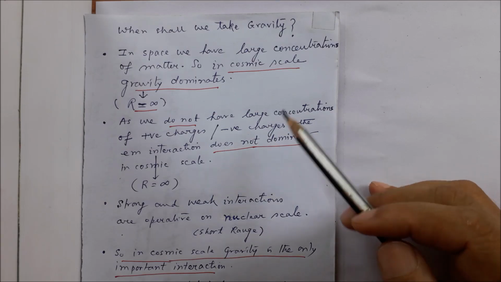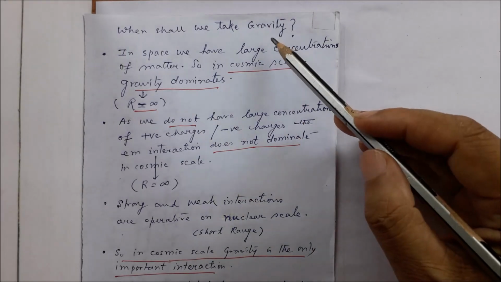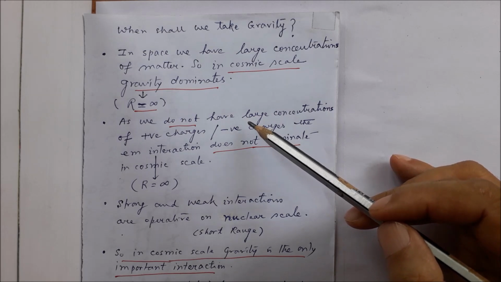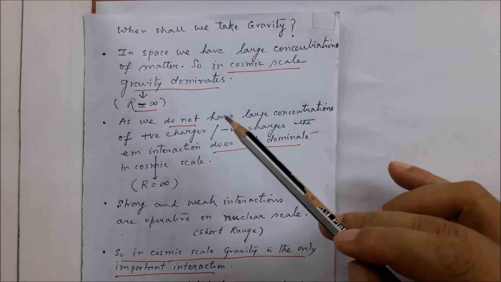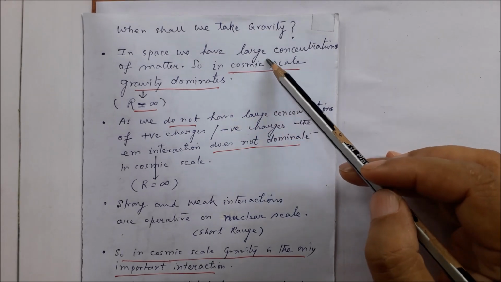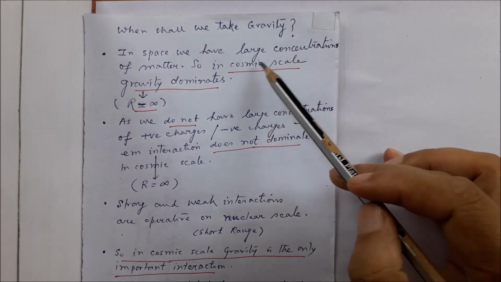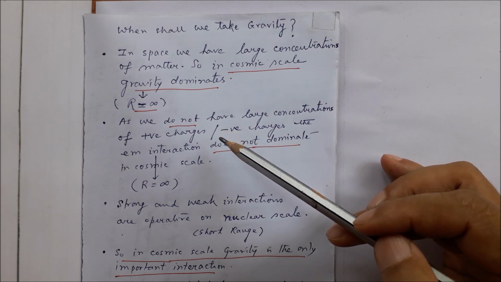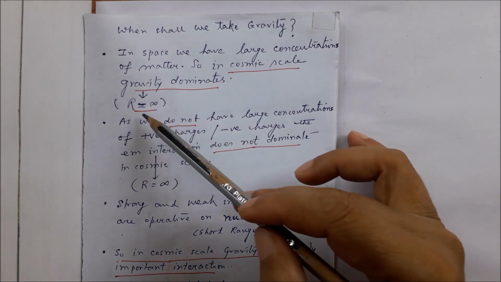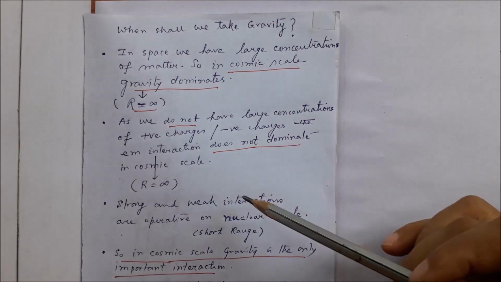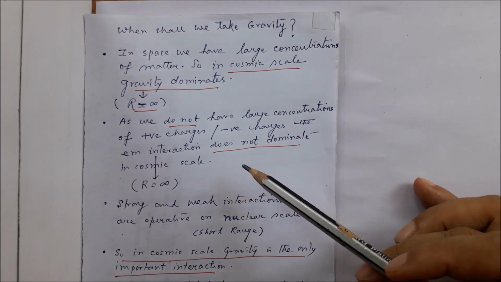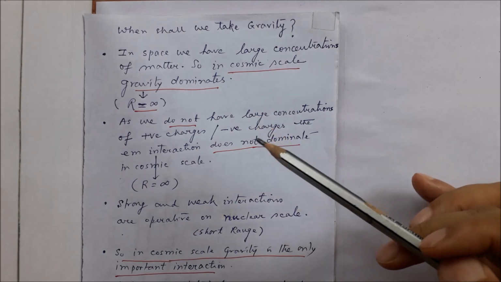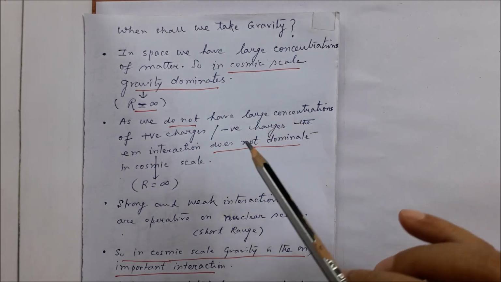The next question is, when shall we take gravity into account? If we consider the present structure of the universe, we can see that it consists of large concentration of masses, and also we learnt that gravity force has infinite range. So on a cosmic scale, gravity is important, it dominates and is the sole player.